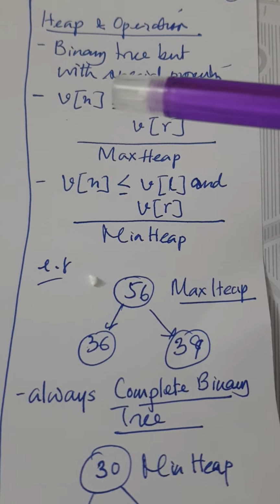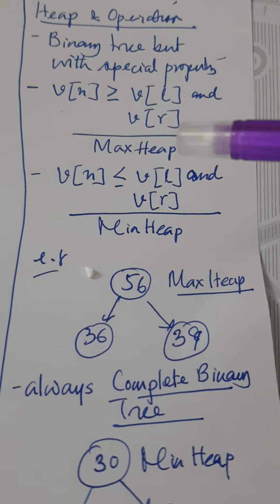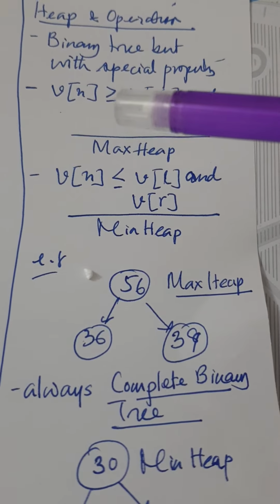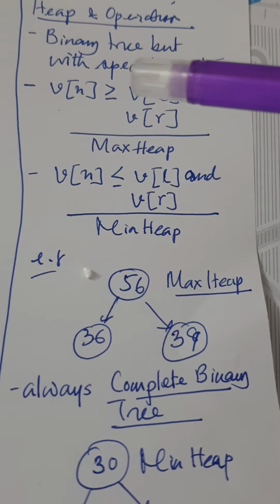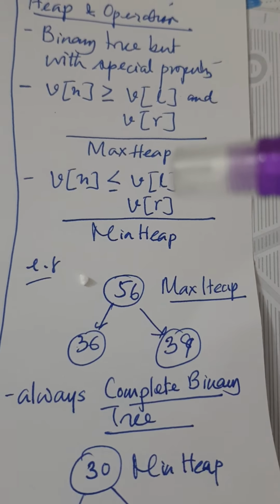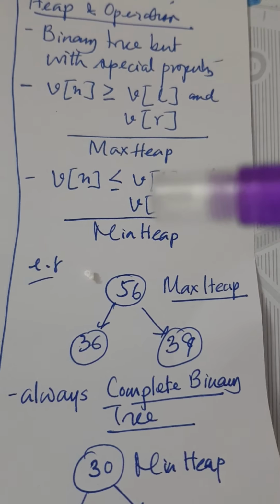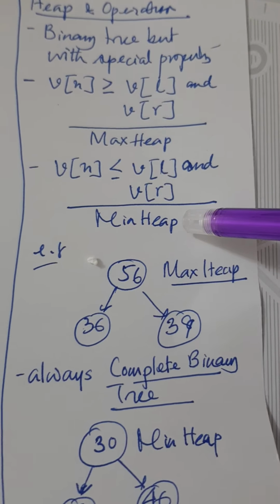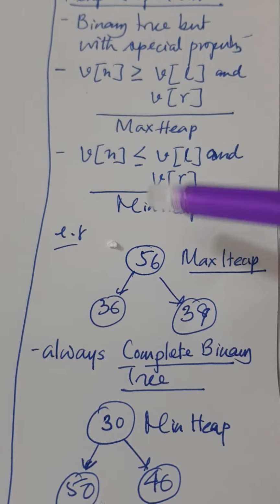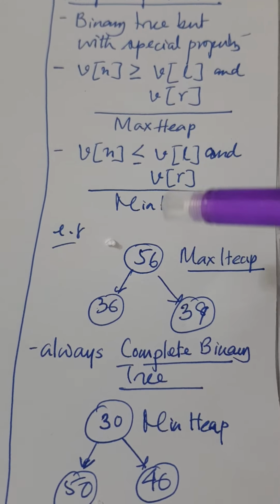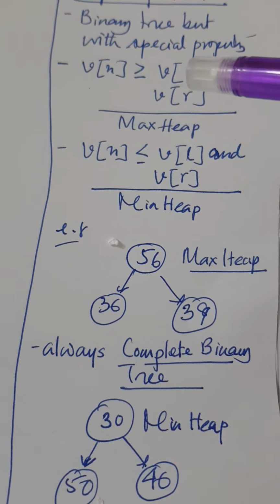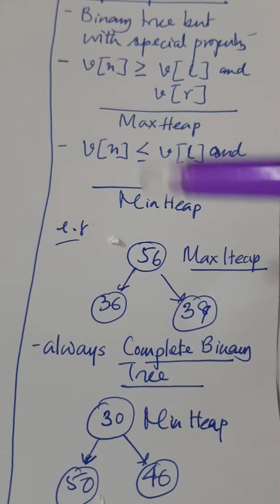But if the value of the node is greater than the value of the left and right, we call it a max heap. Max heap means the maximum value of this entire heap is at the root. The other way around, if the value of the node is less than the value of the left and right, it is called a min heap. Min heap means the minimum value is at the root. And we have two types of heap, a max heap and a min heap, and in between we also have the min-max heap. That means the maximum value and minimum value are both represented in the same heap.